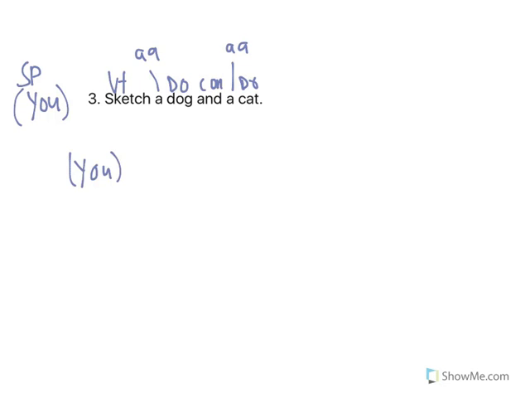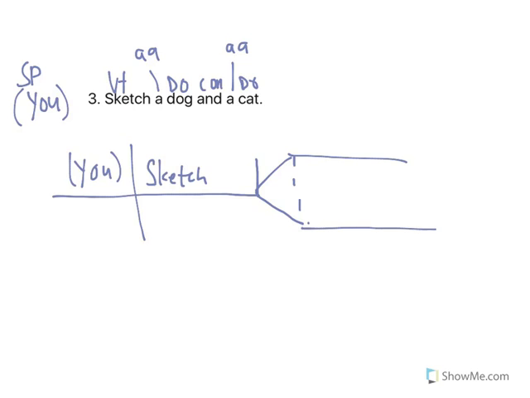So we know we just diagram this as we would a normal sentence. You is our subject. Sketch, remember that sketch is still going to be capitalized just as it is in the sentence. Put up a short line for our direct object, and we have a compound direct object, so we're just going to fill it in with the rocket like we do. And the conjunction leads the way. A modifies dog, which dog? A dog. And A modifies cat.